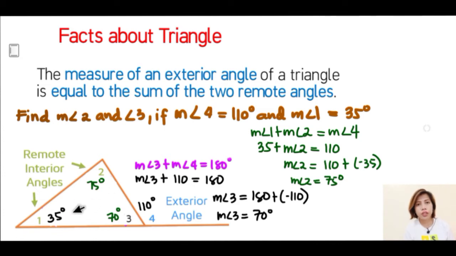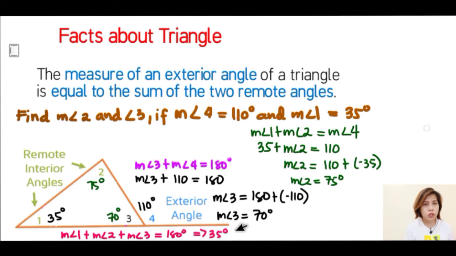So, i-check natin, dapat yung sum ng interior angles ng triangle ay equal sa 180 degrees. So, let's go ahead and check measure of angle 1 plus measure of angle 2 plus measure of angle 3 should be equal to 180 degrees. Measure of angle 1 is 35 degrees plus measure of angle 2 is 75 degrees plus the measure of angle 3 is 70 degrees. 35 degrees plus 75 degrees plus 70 degrees is equal to 180 degrees. Therefore, tama po yung nakuha nating measure ng angle 3 at ng angle 2.